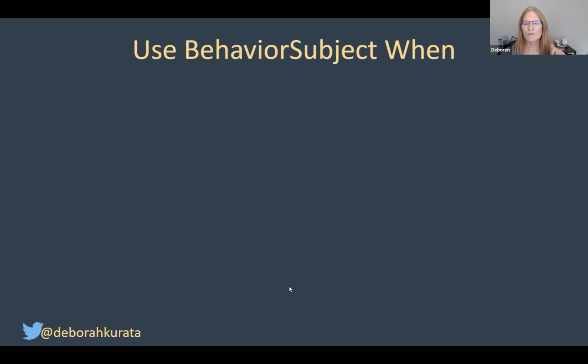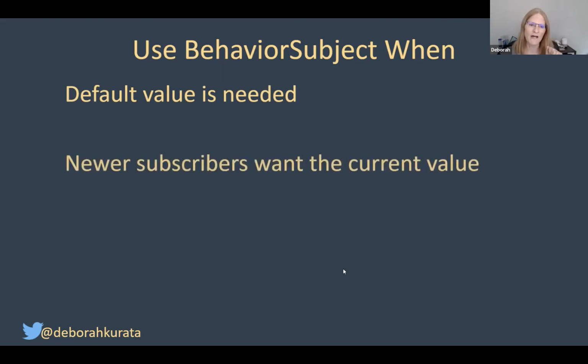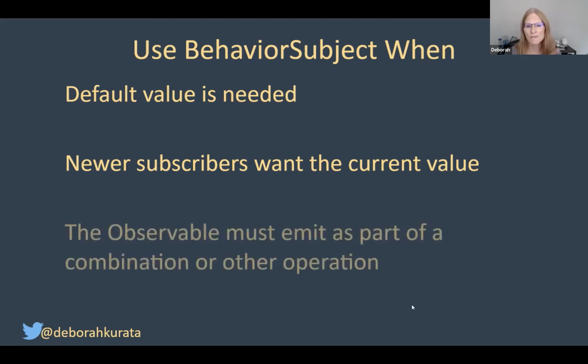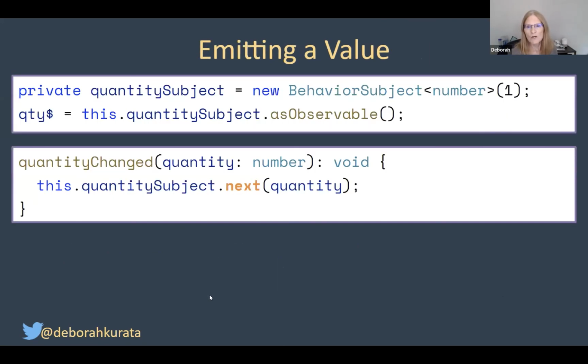Okay, so when do we use a behavior subject versus a subject? We use a behavior subject if we want a default value, if we want newer subscribers to have whatever that last emitted value is. And we also use it if we're going to use any of the combination operators that Angular has. Many of the combination operators won't emit anything until each observable that you're combining emits at least once. And so by using a behavior subject, it will immediately emit, and it will allow our combination operator to also immediately emit. And we're going to see an example of that in just a second. Okay, so how do we emit?